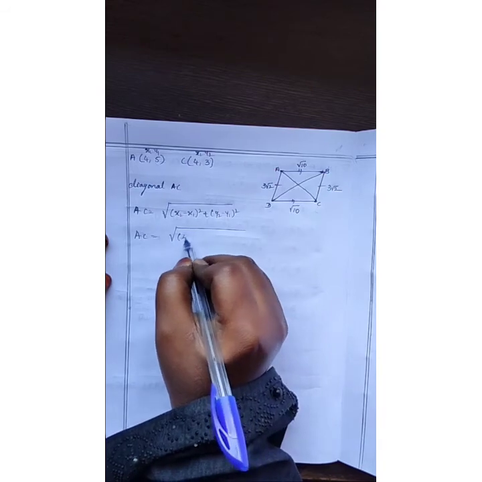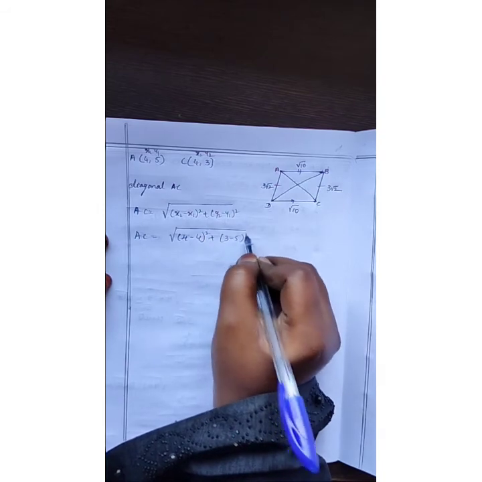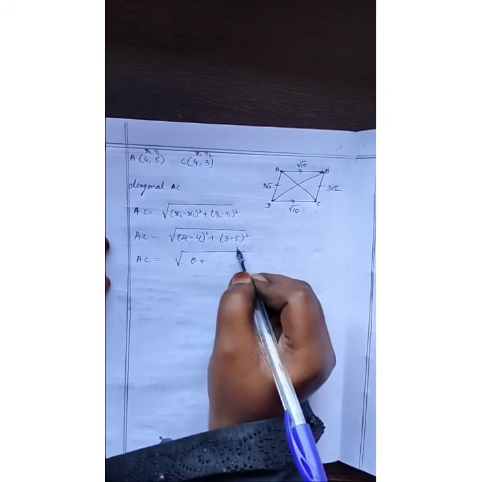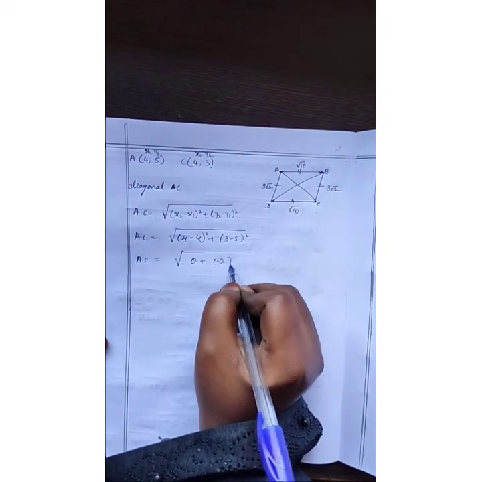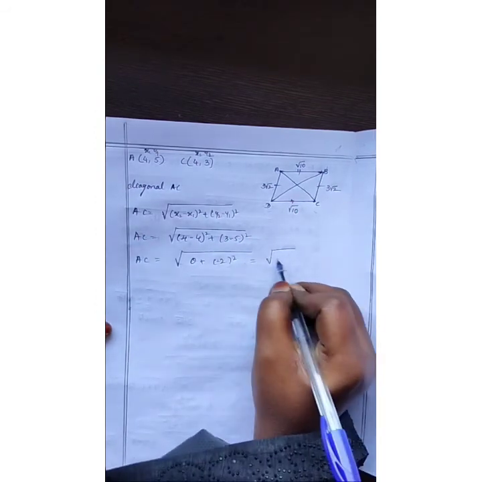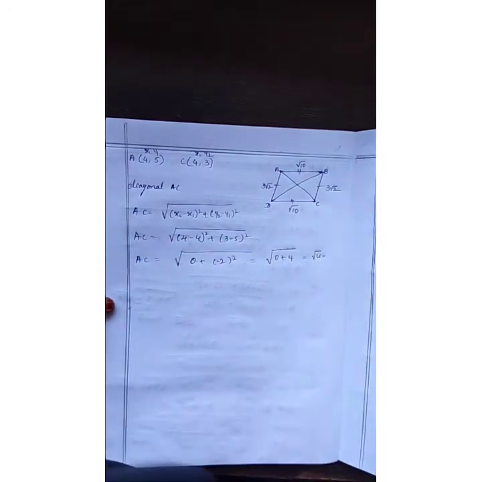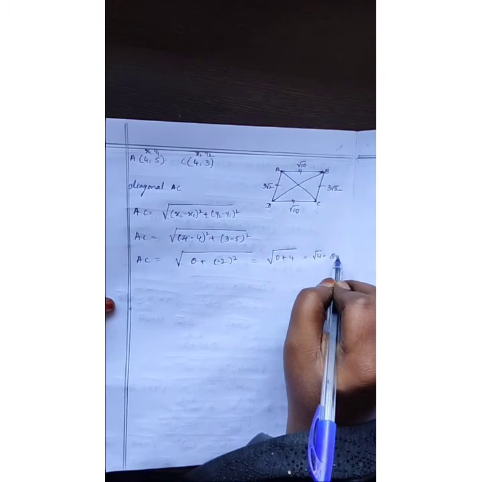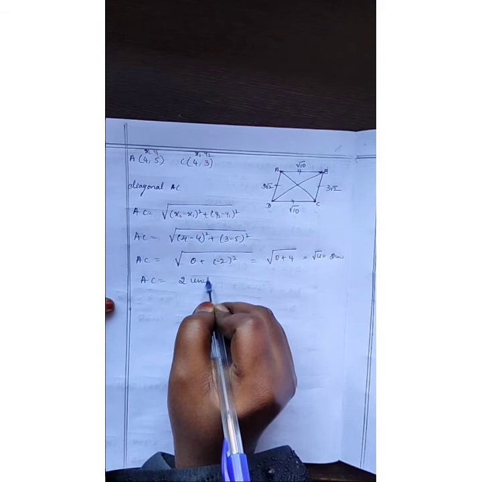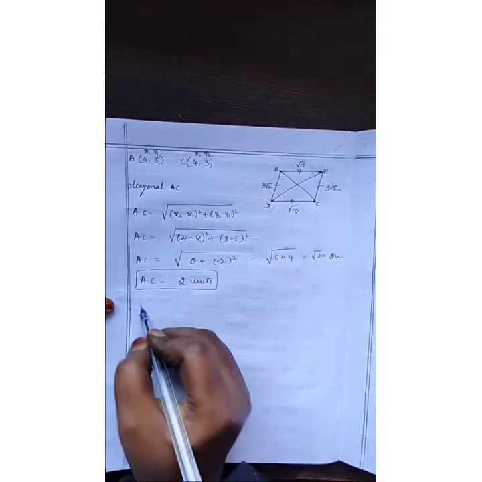x2 value is 4, x1 value is 4, y2 value is 3 and y1 value is 5. AC equals root of 4 minus 4, that is 0. 5 minus 3, how much will you get? Minus 2 whole square. Okay, 0 plus 2, 2 only. Now 0 square is 0 only, 2 square value is 4. Root 4. Root 4 value is 2 units. Then the diagonal AC equals 2 units. Diagonal AC value is 2. Now we have to check diagonal BD.